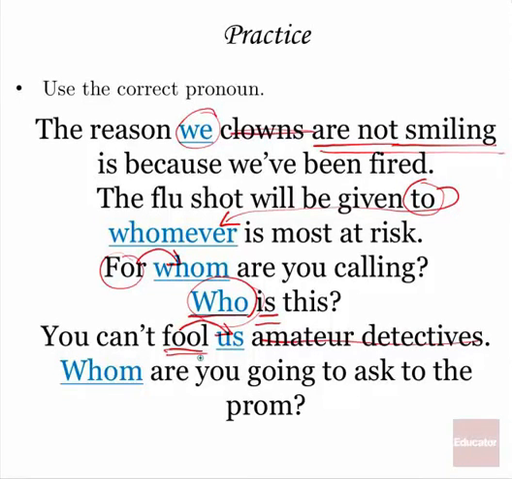And finally, whom are you going to ask to the prom? Now remember, in questions, sometimes the sentence order can be inverted. The direct object can come before the verb, and in this case, that's exactly what you're doing. Going to ask is our verb phrase. It requires an object, so we have the objective case, whom.